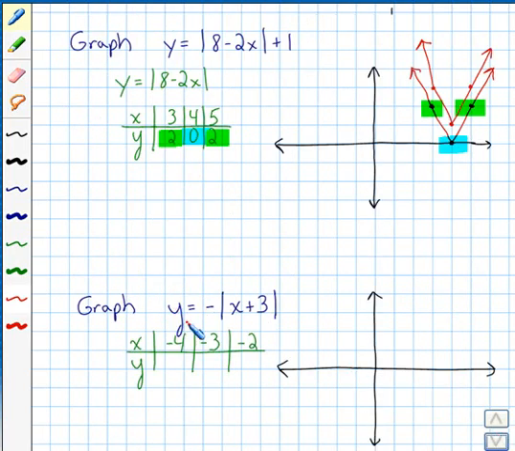All right, so let's have you think about this one, where we place a negative in front of the absolute value. Here are some input values to consider, and then go ahead and see if you can graph it. When you're ready, you've got your graph, go ahead and click on Continue.